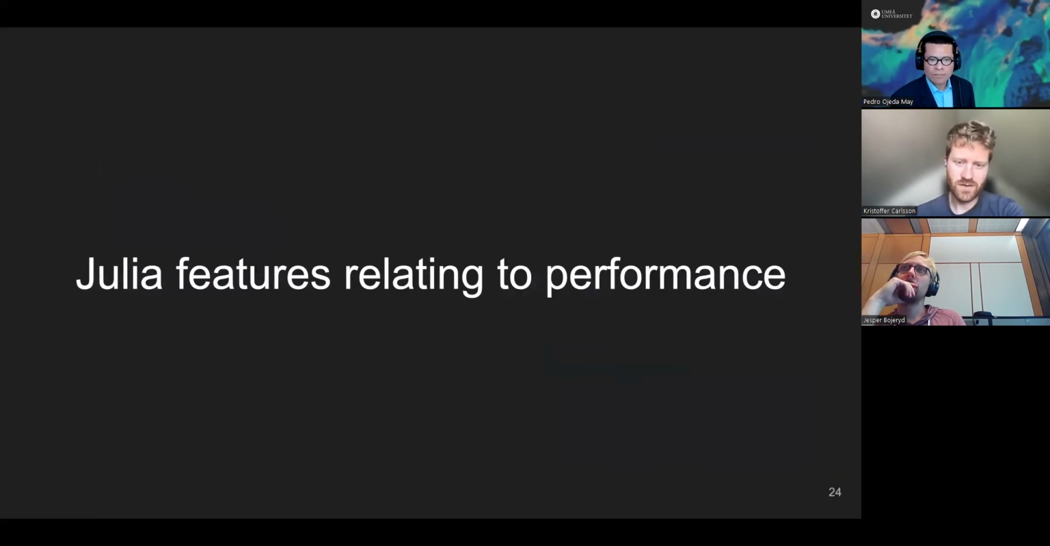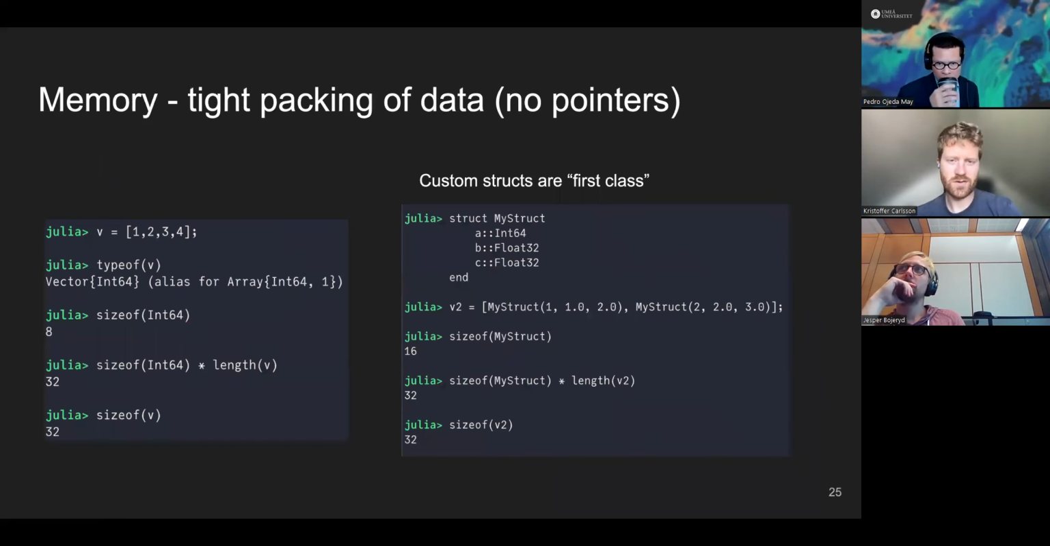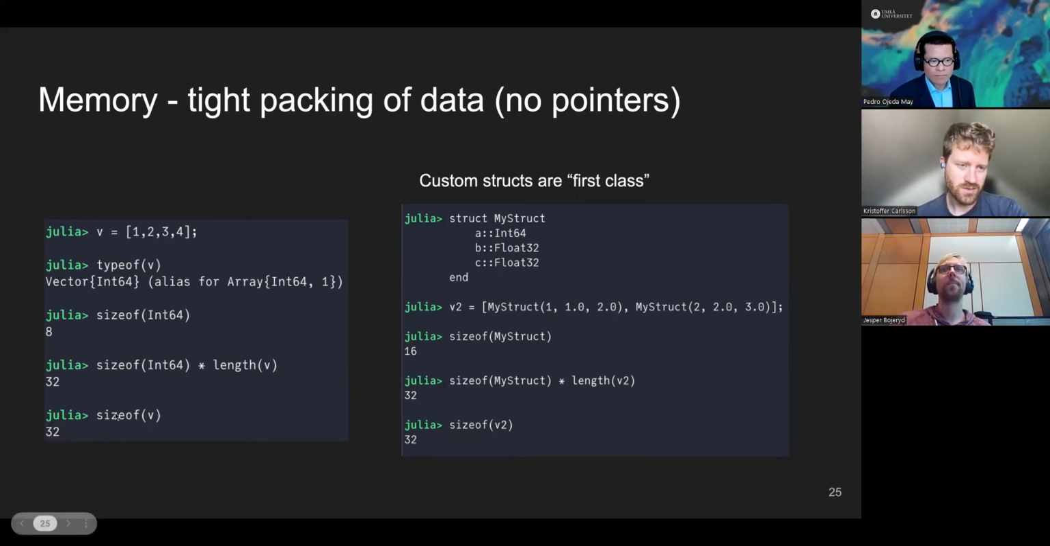So I want to show some Julia features which relate to performance. One thing I talked about earlier was the tight packing of data in vectors. If I have a vector of integers here and check the type of this v, it's a vector of integers, and this integer takes 8 bytes. So we would want this vector to take up the size of each element multiplied by the length. And it does that, because the data is just stored inline for integers.